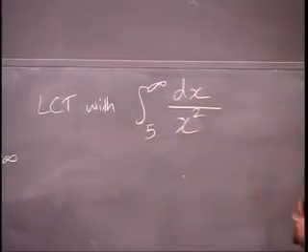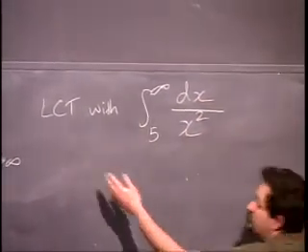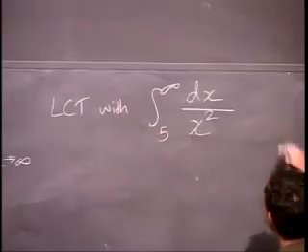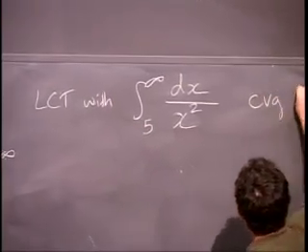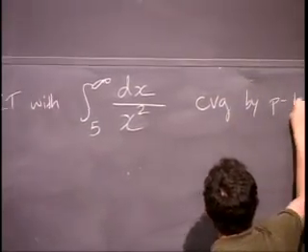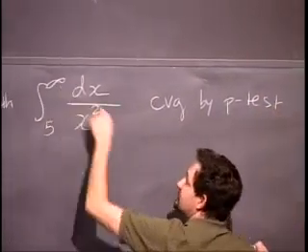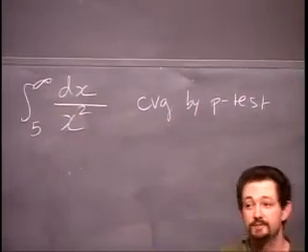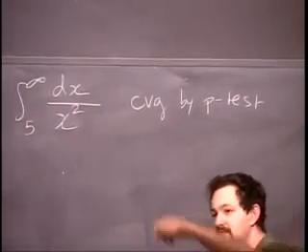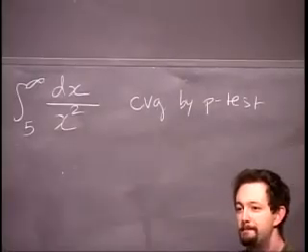Now the x squared term dominates. Again, you could use regular comparison because it works. You see this converges by the p-test. This time the problem spot's at infinity, so 2 is bigger than 1. That's good. A question in the front first, yeah.